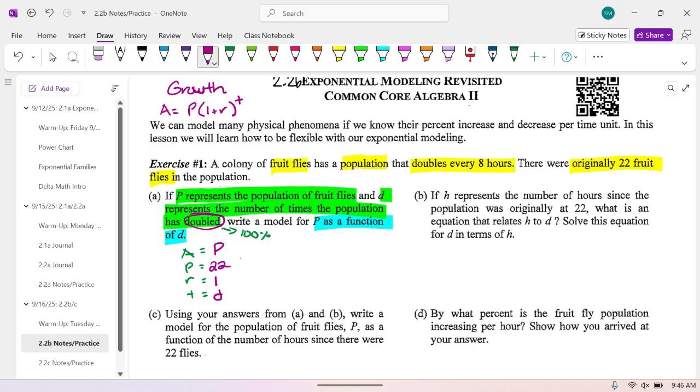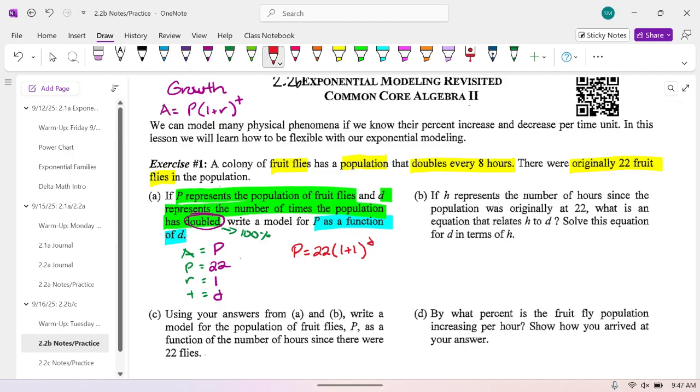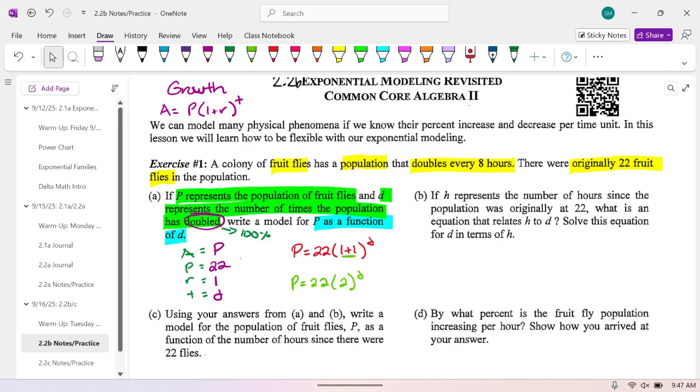All right. So now I got everything I need to put back into my formula. So I have P is equal to 22 times 1 plus 1 raised to the D power. So that's the number of times the population has doubled. Now, if we simplify this part right here, it would be P is equal to 22 times 2 raised to the D power. So this would be what we're talking about in terms of the population doubling.